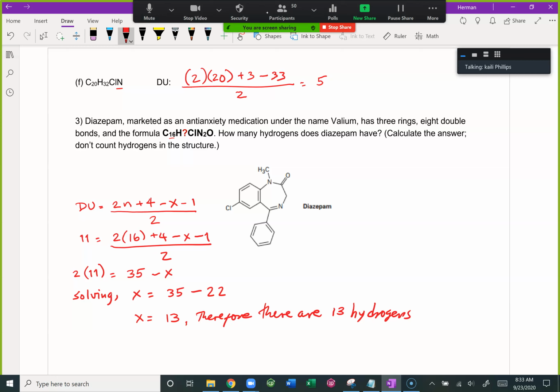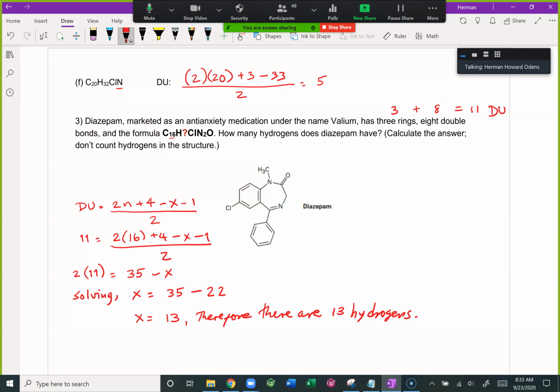How did you get... where did the 11 come from? The 11? So the 11 are 3 rings plus 8 double bonds. That's equal to 11 degrees of unsaturation. Okay, thank you. You're welcome.